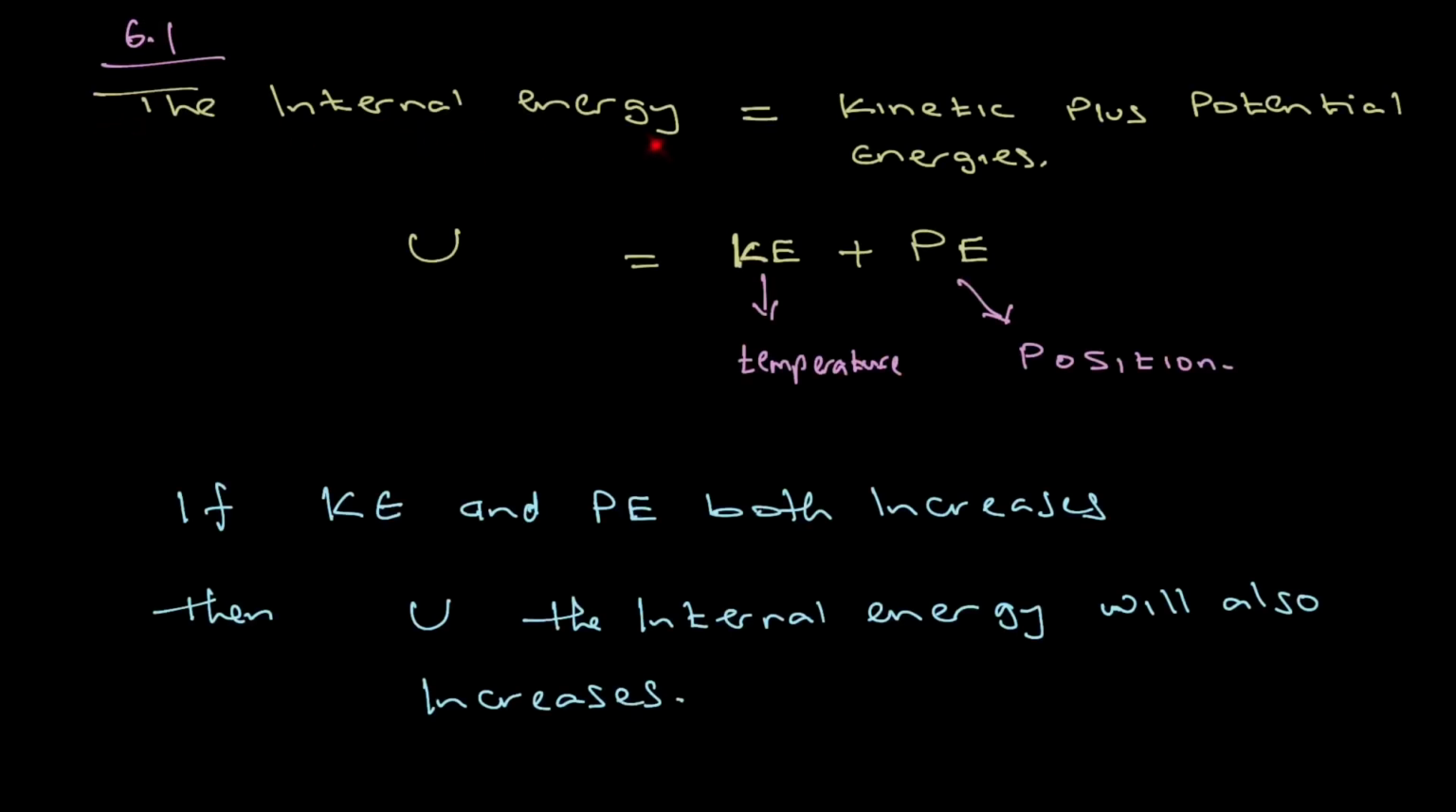So the internal energy is equal to kinetic energy plus potential energy. Let U represent the internal energy, and that equals the kinetic energy, which is related to the temperature, plus potential energy, which is related to position or state. If the kinetic energy and potential energy both increase, then U, the internal energy, will also increase. As you know, if the temperature is increasing, that means the kinetic energy is going to increase and U is going to increase. The internal energy will increase.